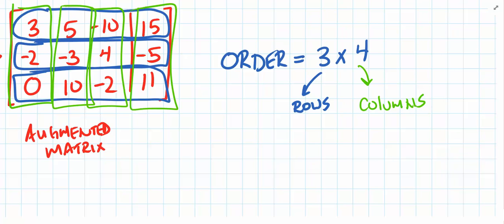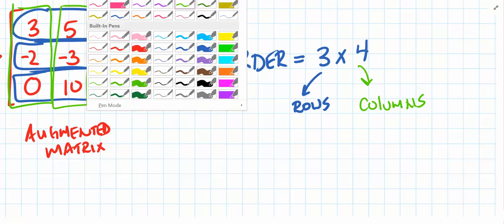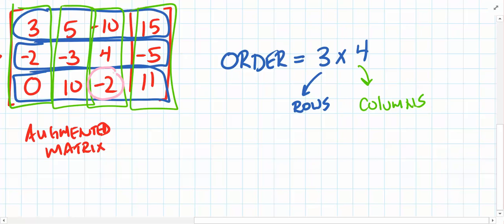So as an example for right now, if I were to focus on the number -2, or the number 11, or the number -3, or the number 15, each one of these individual numbers, these are called entries. Okay? And how many total entries do I have in this particular case? I've got 12, 3 by 4, 3 times 4. That will tell me the total number of entries, okay?